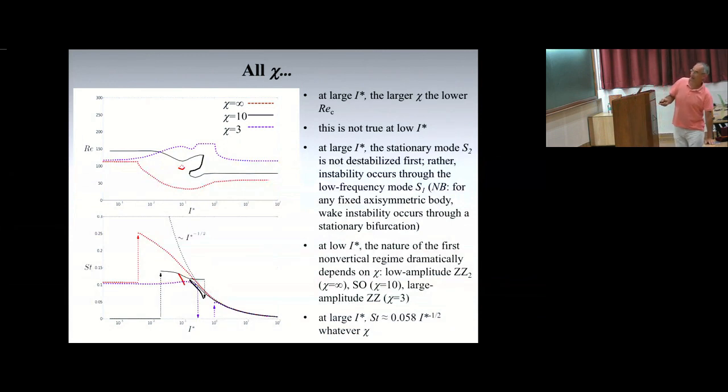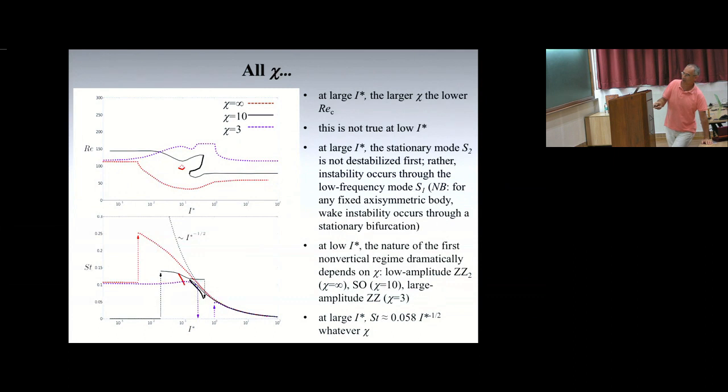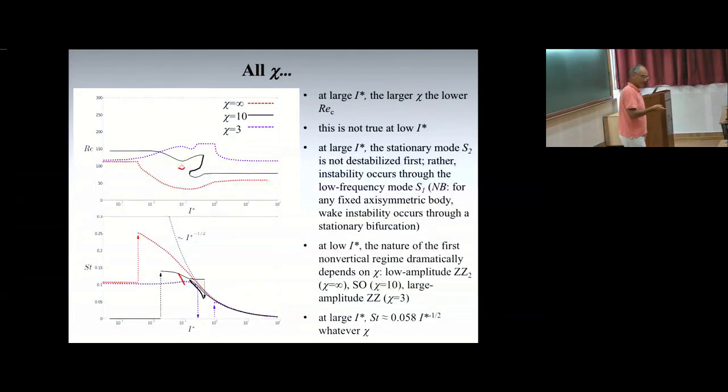Then what is also to be remarked at low inertia is the nature of the first non-vertical motion. It totally depends on the aspect ratio, because it is a stationary bifurcation in the case of the intermediate aspect ratio, but it's a large amplitude zigzag in the case of the thickest disk, the purple one, sorry, and it's a low amplitude zigzagging motion in the case of the intermediate disk. So clearly, on naive basis, you cannot predict what happens when you vary the thickness of the disk. And you have to turn to the linear stability analysis to tell you what happens.